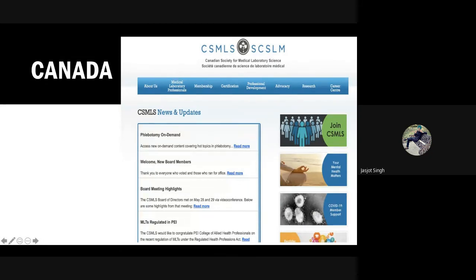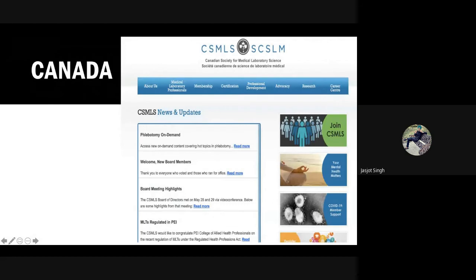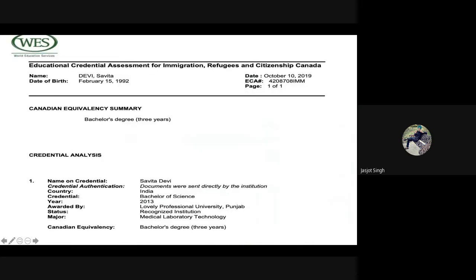For Canada, there are similar categories, but the examination pattern is quite different. They have MLS and MLT over there. Under that side, you have to look for the international category, and under the international category you can find almost the similar pattern. They will ask for your evaluation and your experience. It is almost the same. I know so many people working over there.